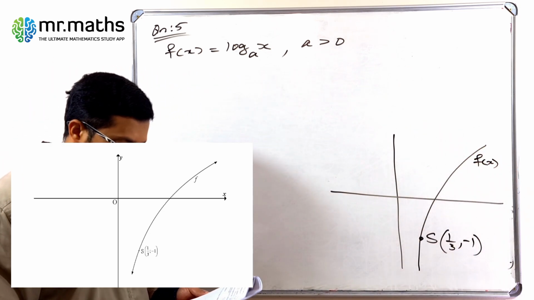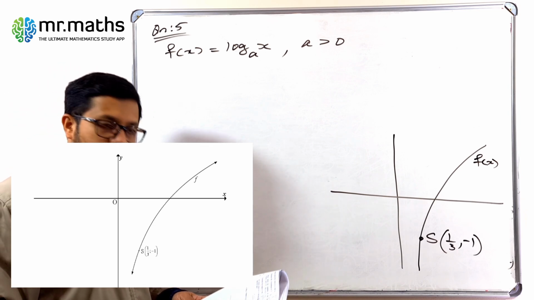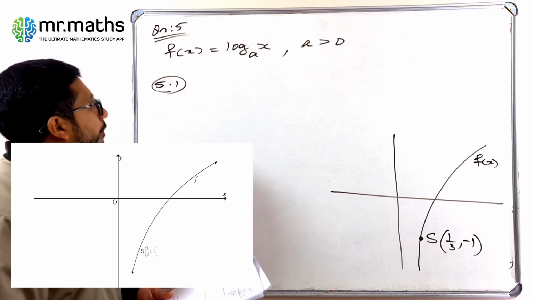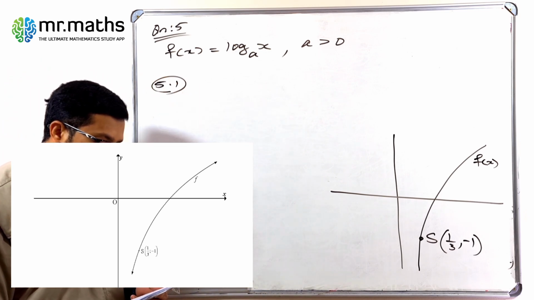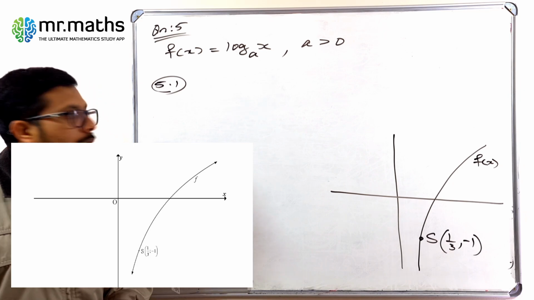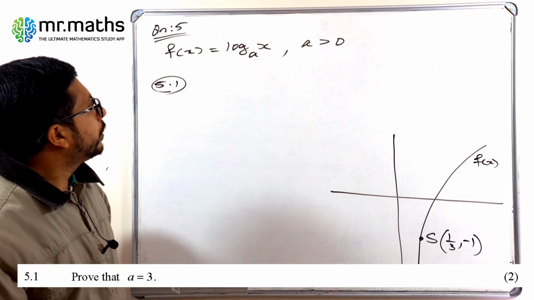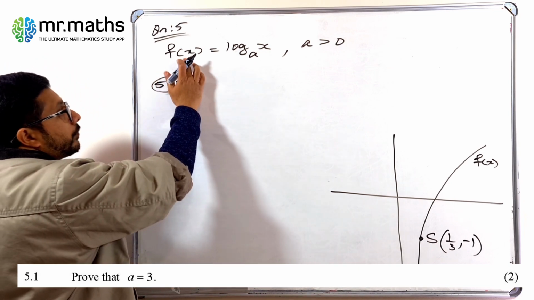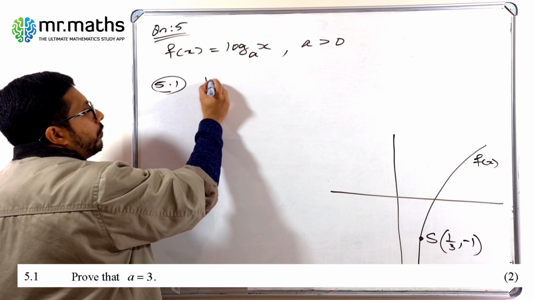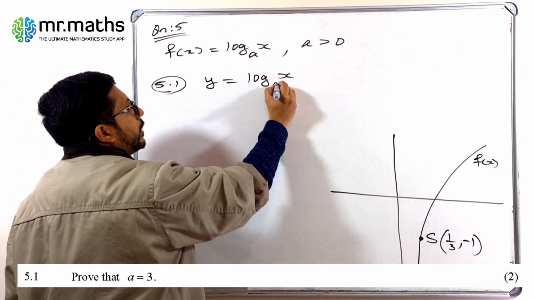Now, based on this information, we have to answer the following question. 5.1. What is the first question? Prove that a is equal to 3. That's a simple question. You have to prove that this value of a is 3. So now you know that this f of x is the same as y. Function is the same as y. So y is equal to log x to the base a.